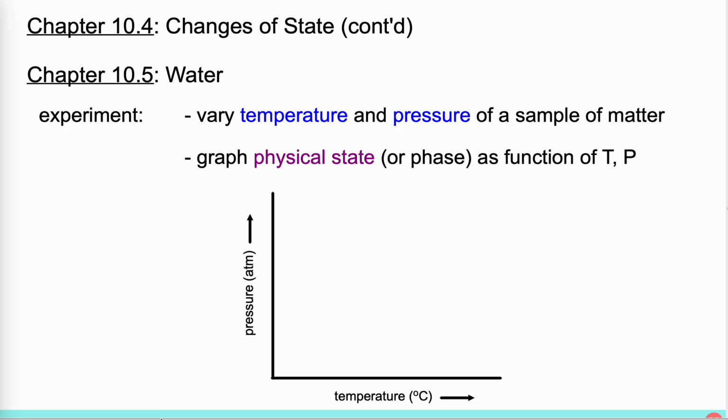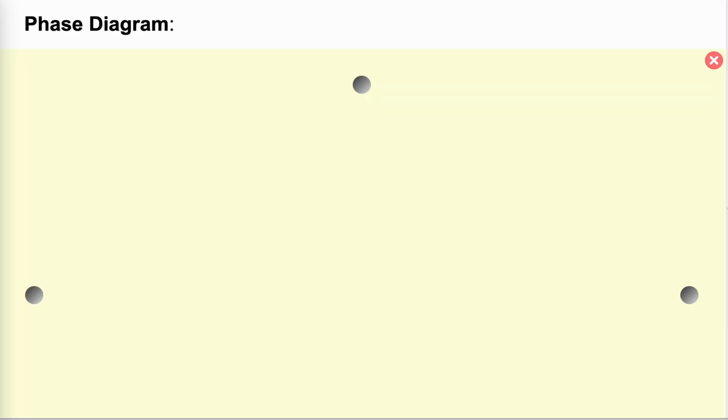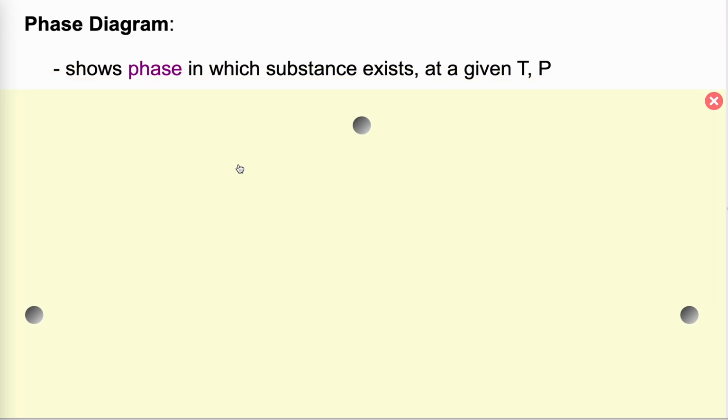And as you can see, it's a two-dimensional Cartesian coordinate system, but we have both of the independent variables, temperature and pressure, on the axes. It doesn't matter which axis we put which variable on, but by convention, we put temperature on the horizontal axis and pressure on the vertical axis, and then on the graph, we indicate whether at that particular point the substance is a solid, liquid, or gas. This type of diagram is called a phase diagram. A phase diagram shows the phase or physical state in which the substance exists at that given temperature and pressure.